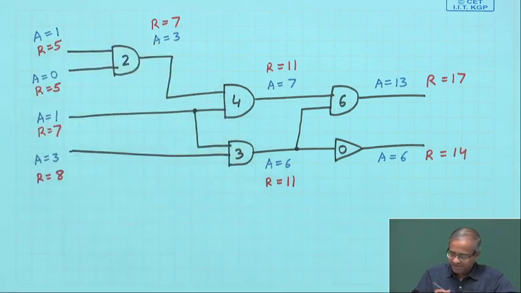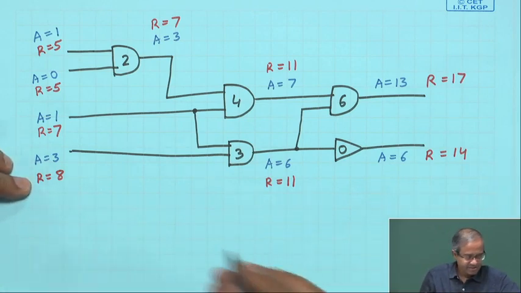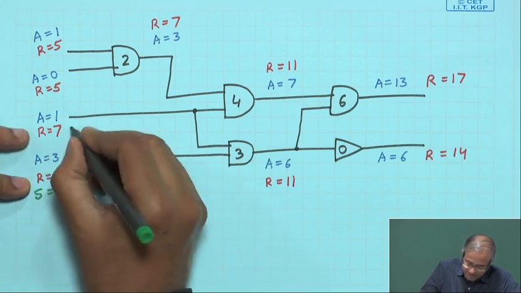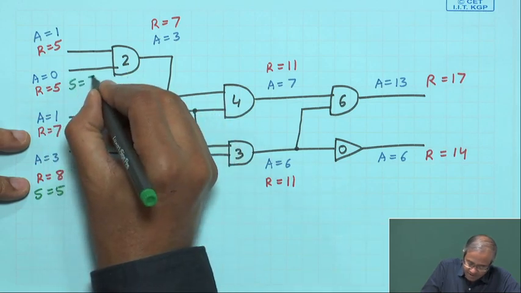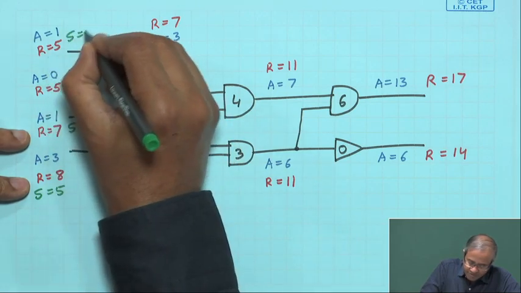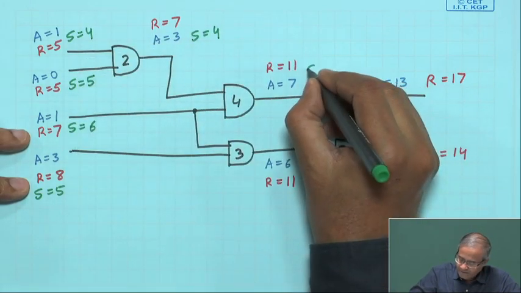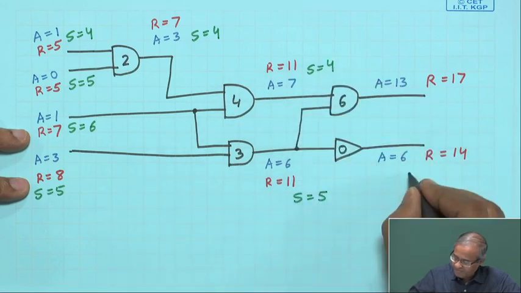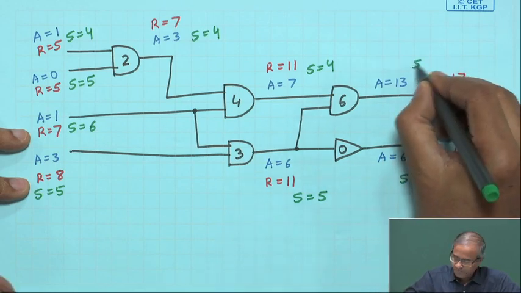So you see, once you have calculated the actual arrival time and the required arrival time, you can also calculate the slack, RAT minus AAT. What will be the slack? Here S will be 5, here S will be 6, 7 minus 1, S will be 5, S will be 4, S will be 4, S will be 4, S will be 5, S will be 8, and here S will be 4.